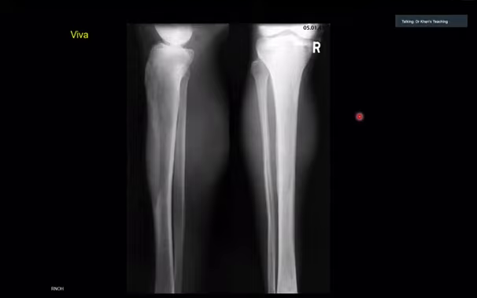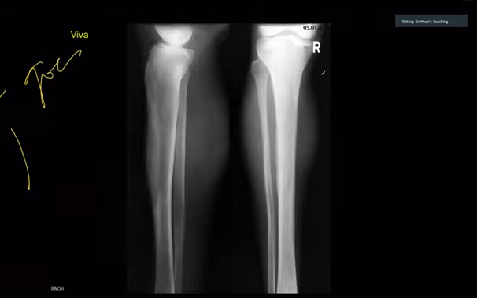Okay, so if you see here, the learning point in this case is, please remember one principle of Paget's disease: it goes to the subchondral portion or the subarticular portion of the bone. So this is one principle of Paget's. But this principle is followed in the tibia. So that is a key point to remember.